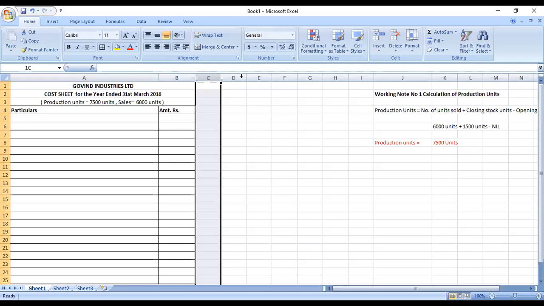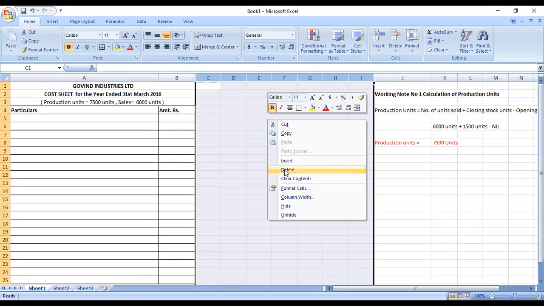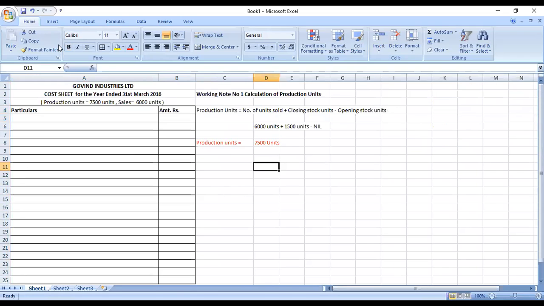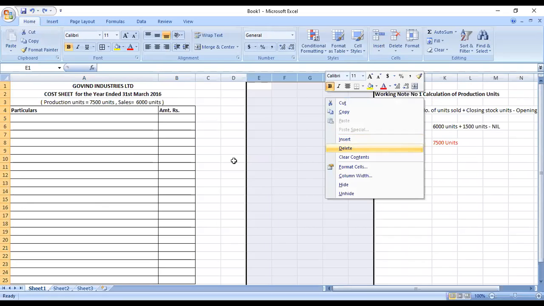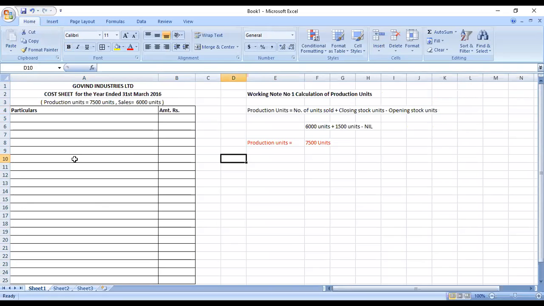Understand? I have to remove this. Yes. Okay. That is too long. Okay. Is it okay, all of you? I hope all of you understand.